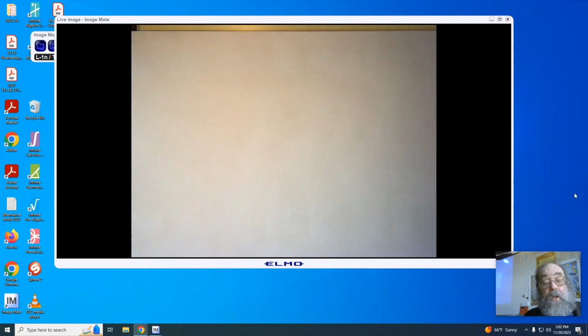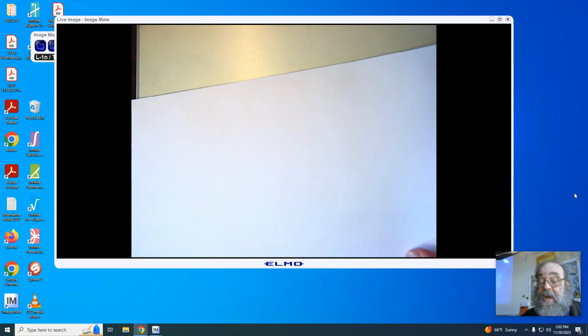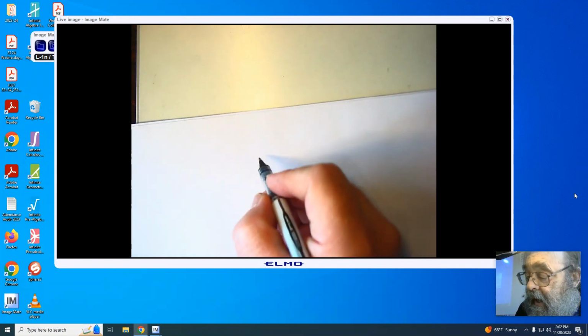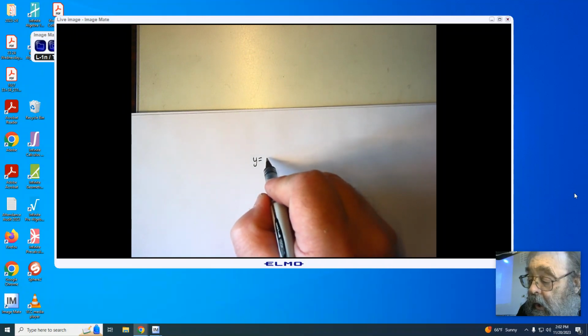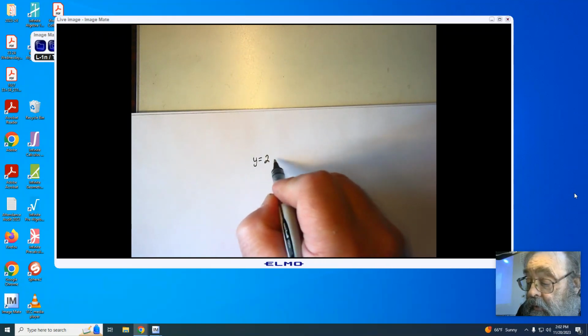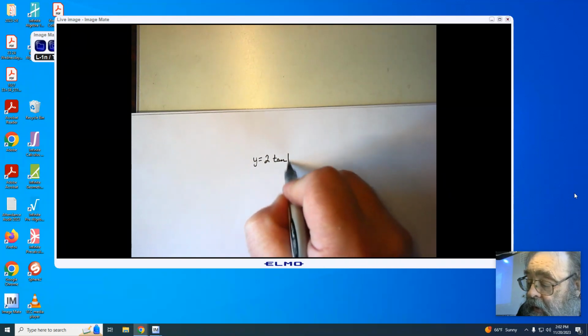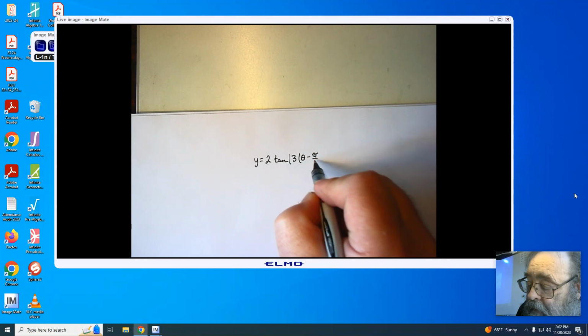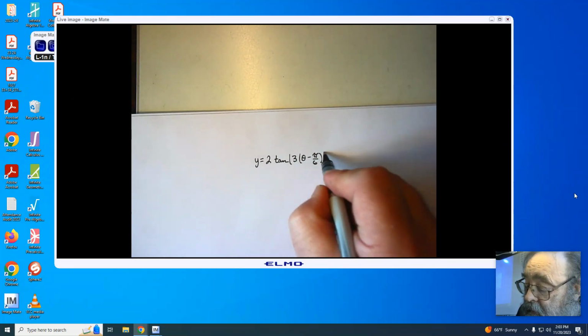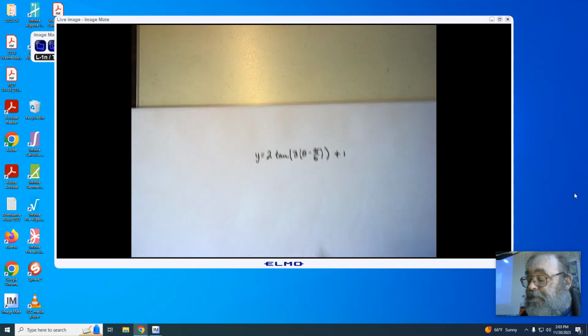Alrighty, let's go ahead and do the hard ones. This time, let's take a look at a tangent, and keep in mind the tangent and cotangent are going to follow the same basic pattern of steps. And I'm going to be looking at y equals 2 tangent 3 theta minus pi over 2, plus pi over 6, plus 1.